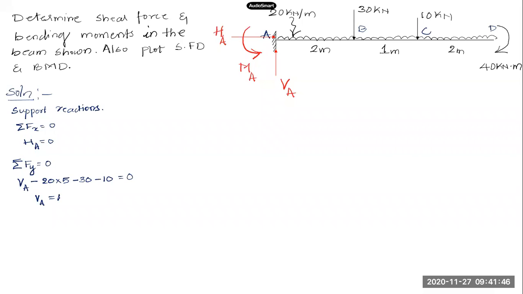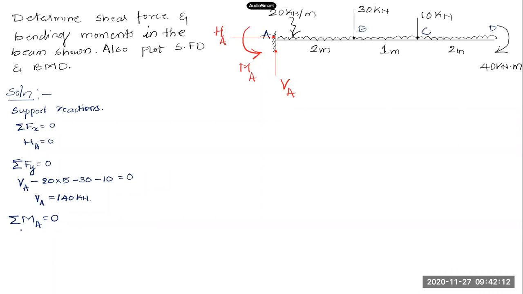Okay, 140 kilonewton. The next condition of equilibrium is summation of moments equal to 0. I'll take moment about support A. Take it on the right side.